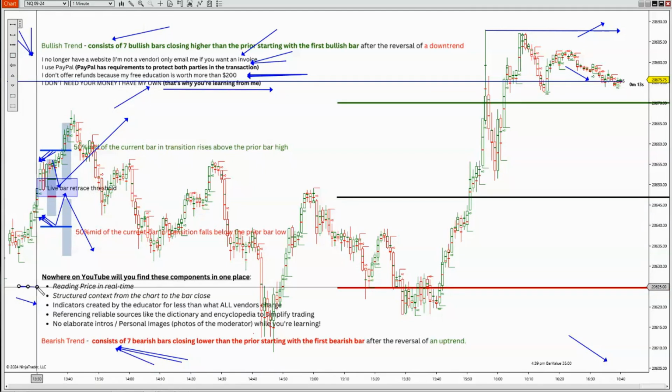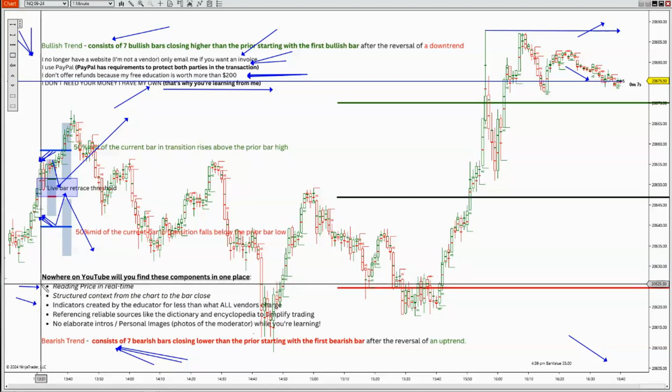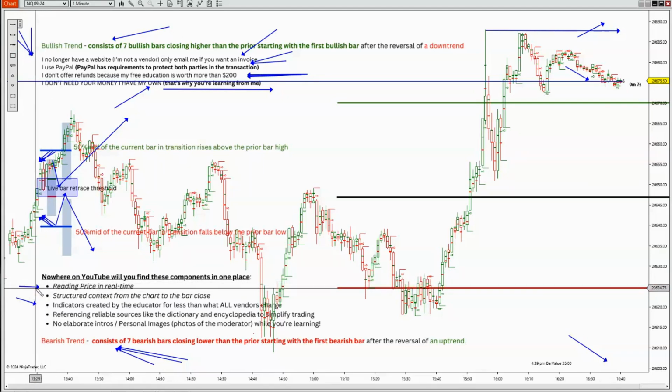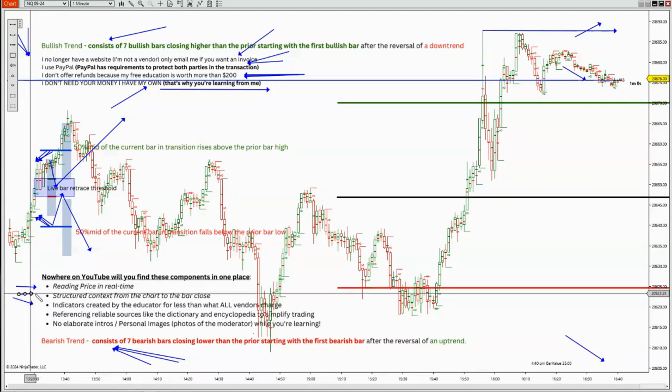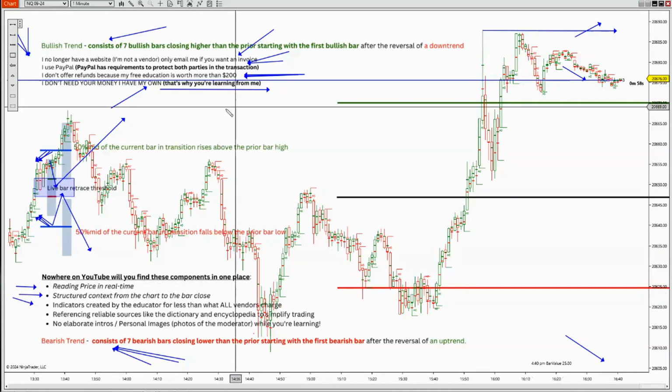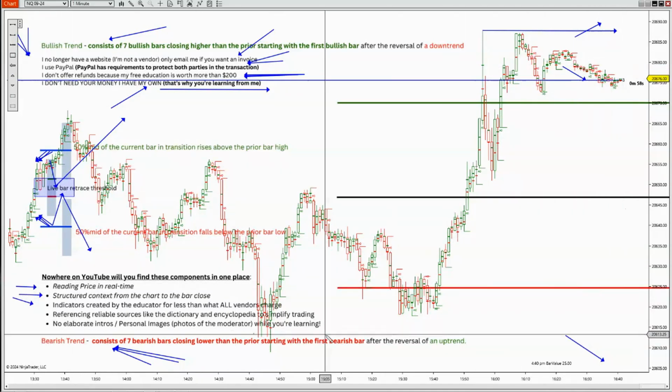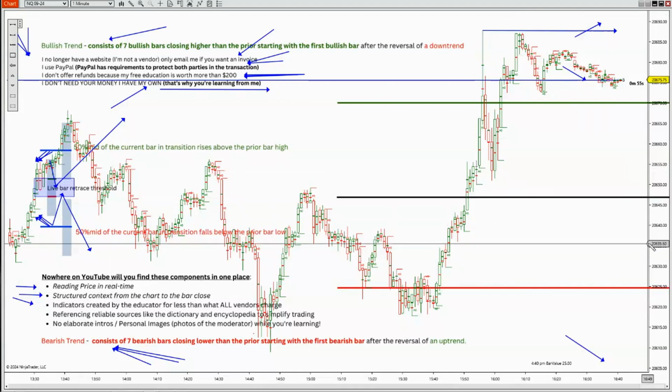I'm reading price in real time. Most YouTube people don't do that. I'm not a YouTube personality, but I know people on YouTube. They claim they're reading price action, and the chart is still. I read the market in real time. I'm structuring out the context, so I'm giving you what could happen with your chart frame all the way to when the bar will close.